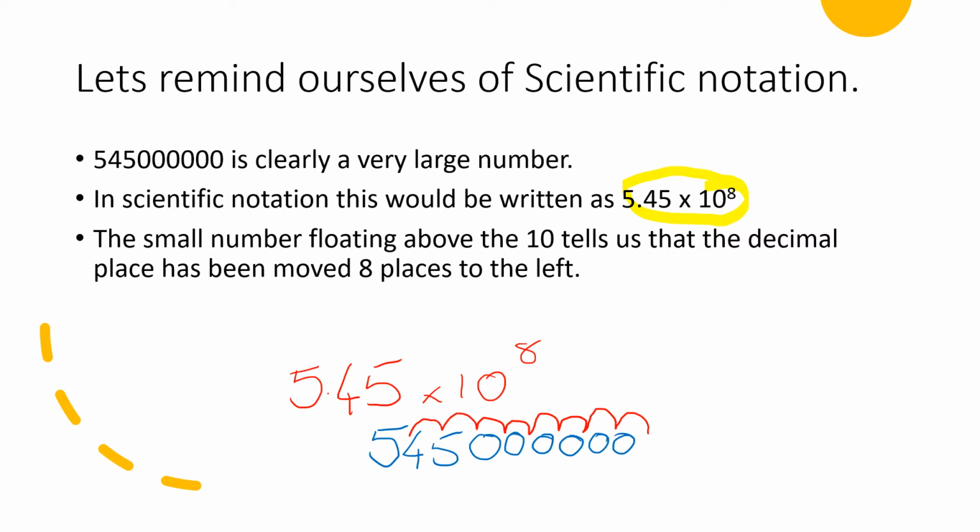What we want to do is end up with one single value before the decimal point. So then we can get rid of all these zeros, and that leaves us with our value here, 5.45 times 10 to the 8. Simply meaning that we've moved the decimal point 8 places, and it makes it much more efficient to write.